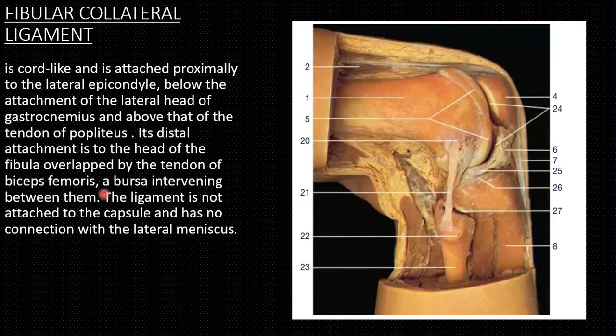Now, this ligament, unlike the medial collateral ligament or the tibial collateral ligament, has no attachment to the capsule nor to the lateral meniscus. As it is cord-like, there is no attachment to the meniscus nor the capsule. You can be asked to state the differences between tibial collateral ligament and fibular collateral ligament. That's a possible question. I hope you have understood.